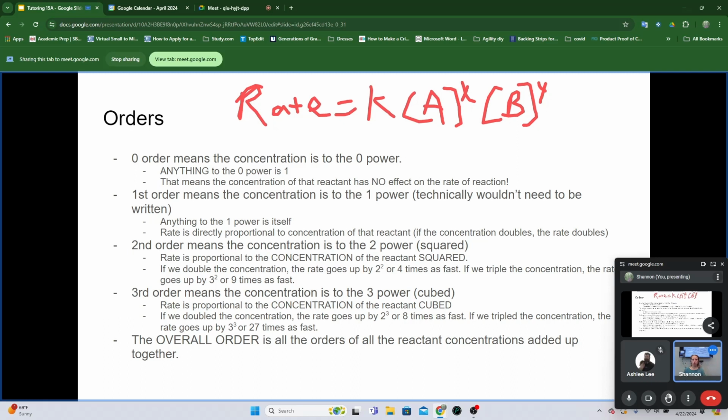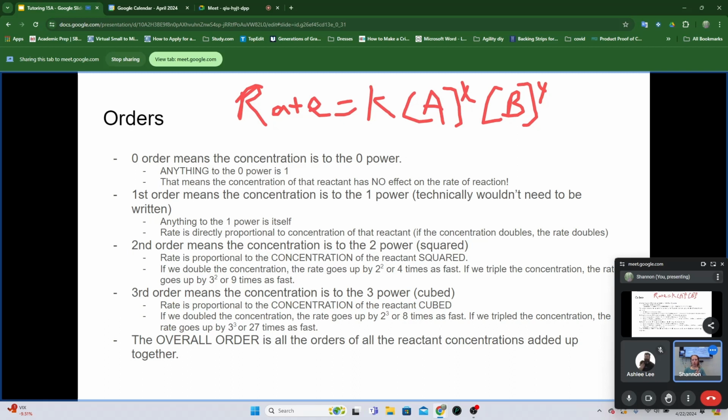Second order means that the concentration is to this 2 power, squared. And so how that's going to affect the reaction rate is if the concentration doubles, the reaction rate is going to go up by 2 to the 2, or 4 times. Okay, so the concentration doubles, but the rate goes up 4 times as fast. Okay, tripled would go up 9 times as fast, 3 to the 2 power.